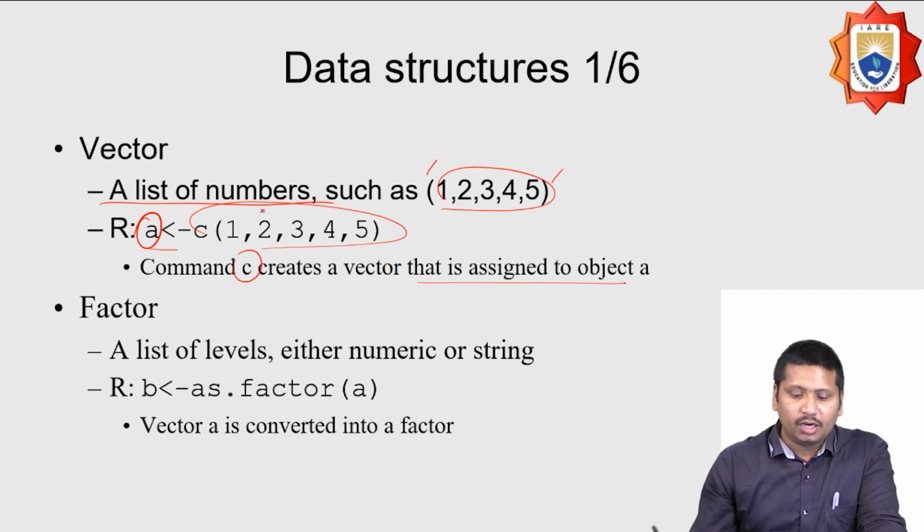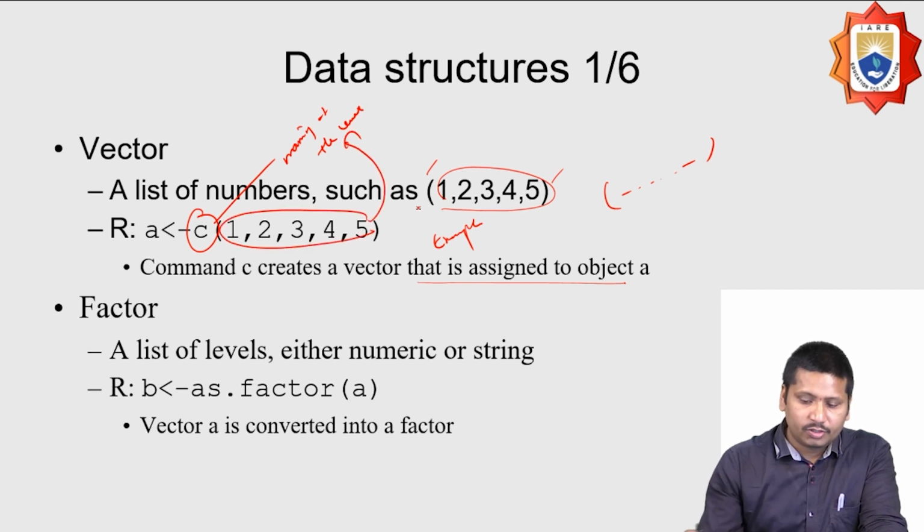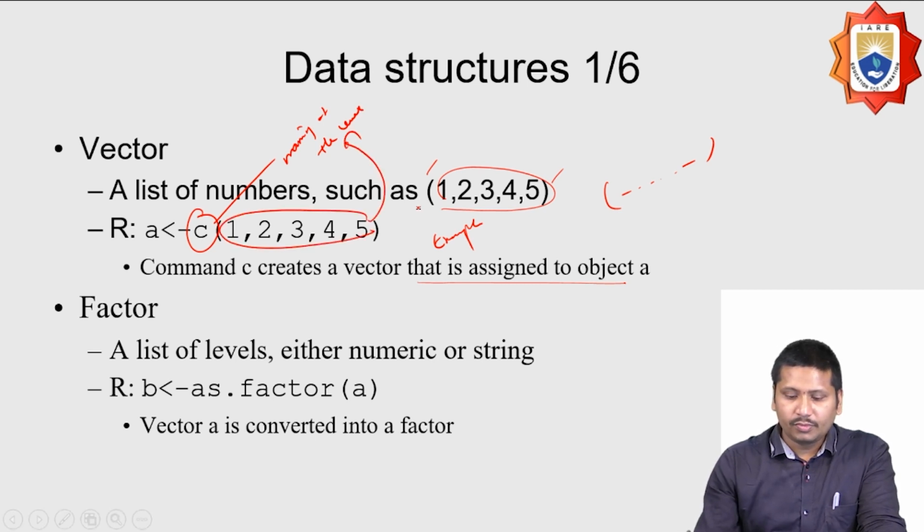A vector should be a list of numbers like 1 2 3 4 5, enclosed in parentheses here. So let's take an example. This is the vector c. There should be the naming of the vector, and the values that are passed in the vector should be 1 2 3 4 5.